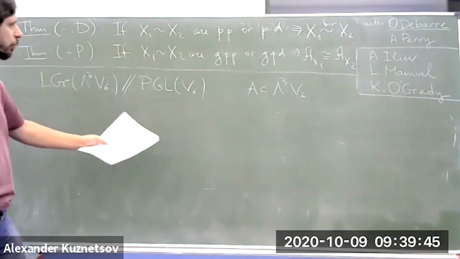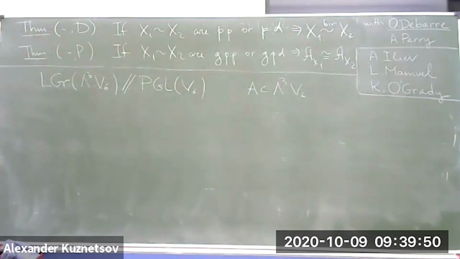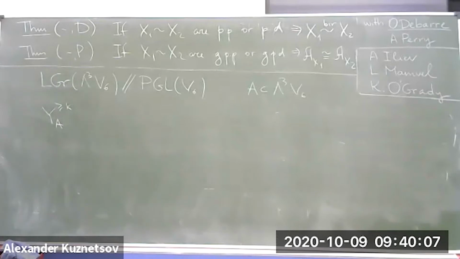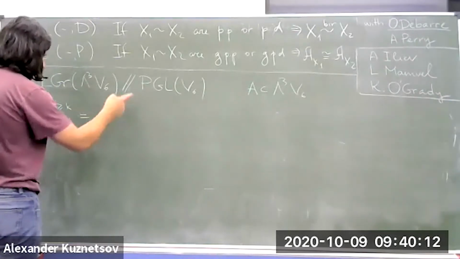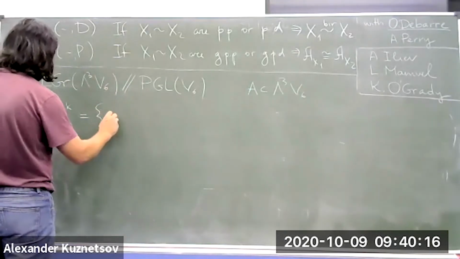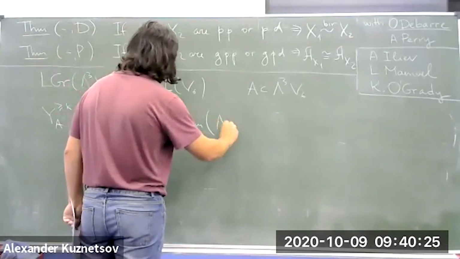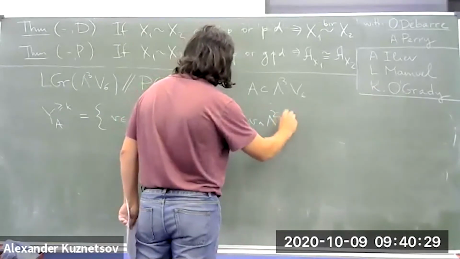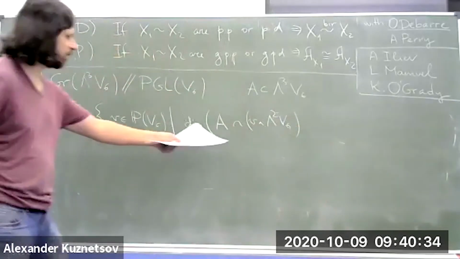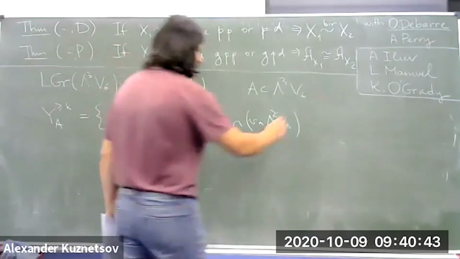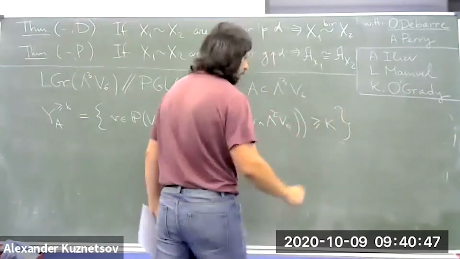So in fact, with a point of this GIT quotient, or in other words, with a Lagrangian subspace like this, one can associate a bunch of interesting algebraic varieties that were considered in detail by Kieran O'Grady. So actually, let me denote by Y_A^{≥k} the following subvariety in P(V6). This will be the set of all points v in P(V6) such that the dimension of the intersection of A with v ∧ Λ²V6 in the space of all three-vectors, which can be written as the wedge product of v with a two-vector, is at least k. So this is a subvariety of P(V6).